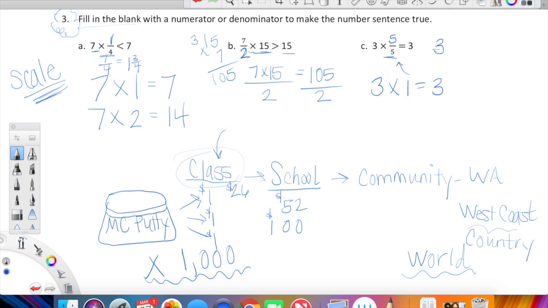Let's just make sure that that is the case. So we're proposing 3 times 5/5, which is equal to 3 times 5 is 15. Our denominator is 5. 15 divided by 5 is 3. Sweet. So that totally works out.